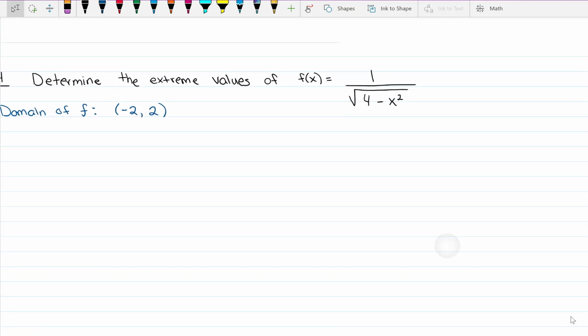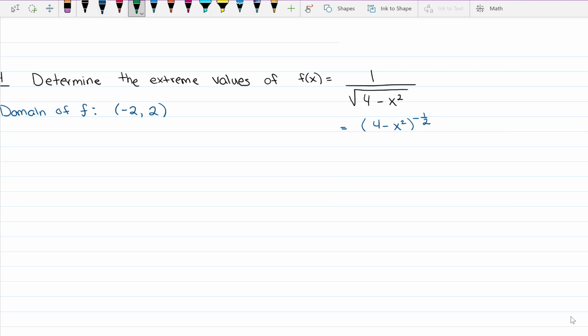The next thing I want to do is rewrite this function so it's a little simpler to take the derivative of. So I'm going to write this as 4 minus x squared to the -1/2. It's very good to get in the habit of writing that with that exponent.